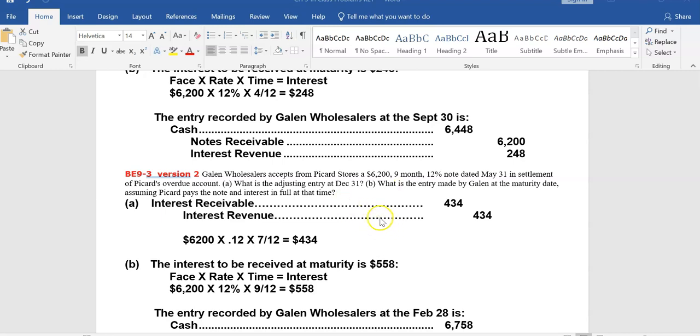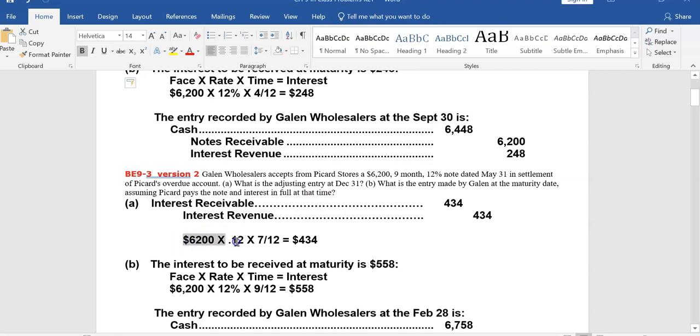So at the end of the current year, nothing has been paid by Picard on that note. However, Galen has earned revenue for those 7 months, interest revenue. They need to record an adjusting entry on December 31st that reflects the revenue that was earned that will not be paid until the note is paid off 2 months later in the next accounting period. So the adjusting entry will be to record revenue earned that will be paid at a later time.